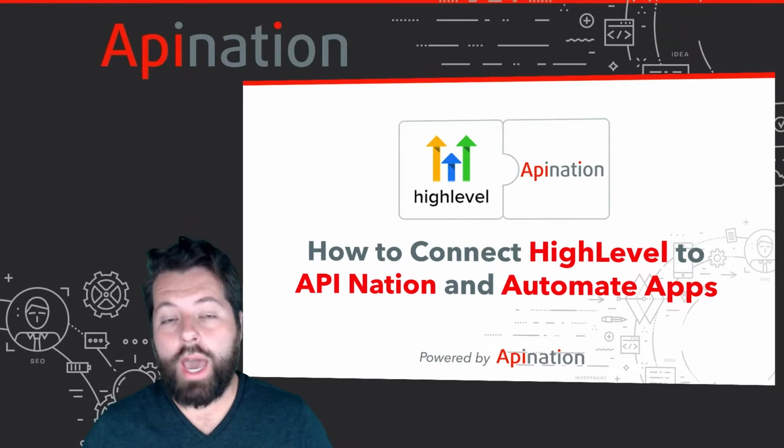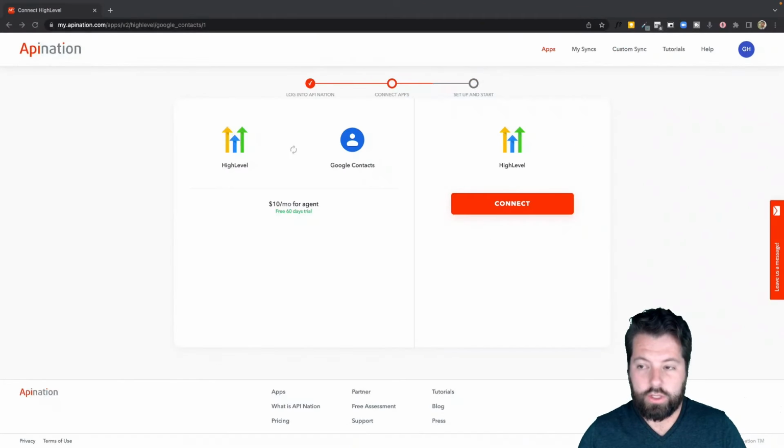I'm going to quickly show you how to connect HighLevel to API Nation. Super easy. First thing you're going to do, once you've signed into your API Nation account, you've chosen the sync you want, it's now asking you to connect HighLevel.